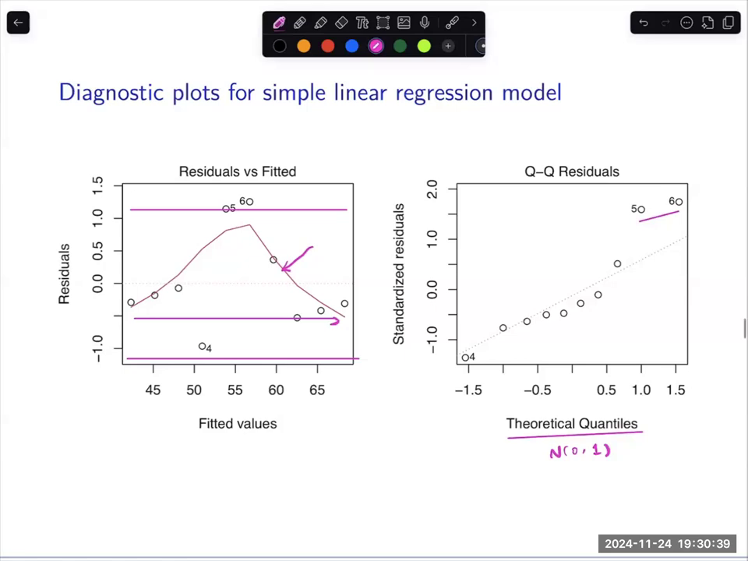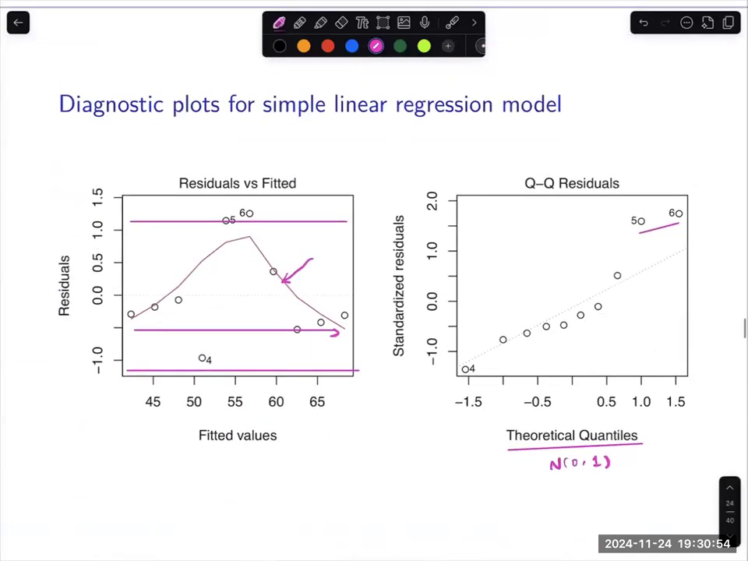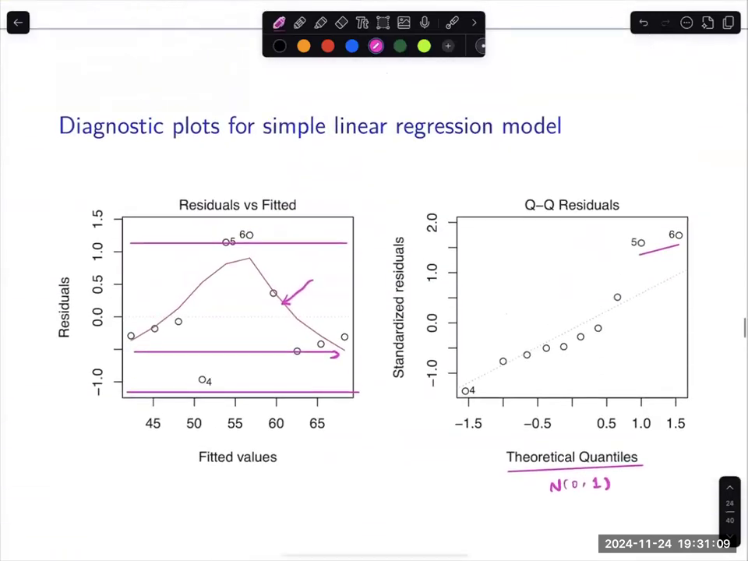Okay, so after this graphical detection, we see that the three assumptions have no obvious violation. Even though they have some minor violations, those can be explained by the lack of data. So we assume the model is still valid, or at least useful for making reliable predictions. Okay, so this part ends the simple linear regression.